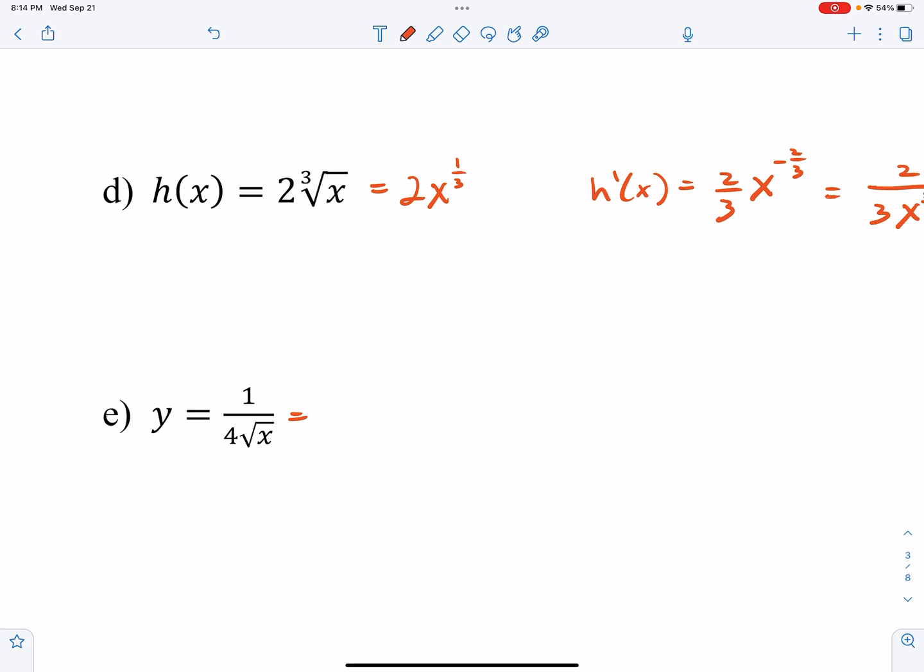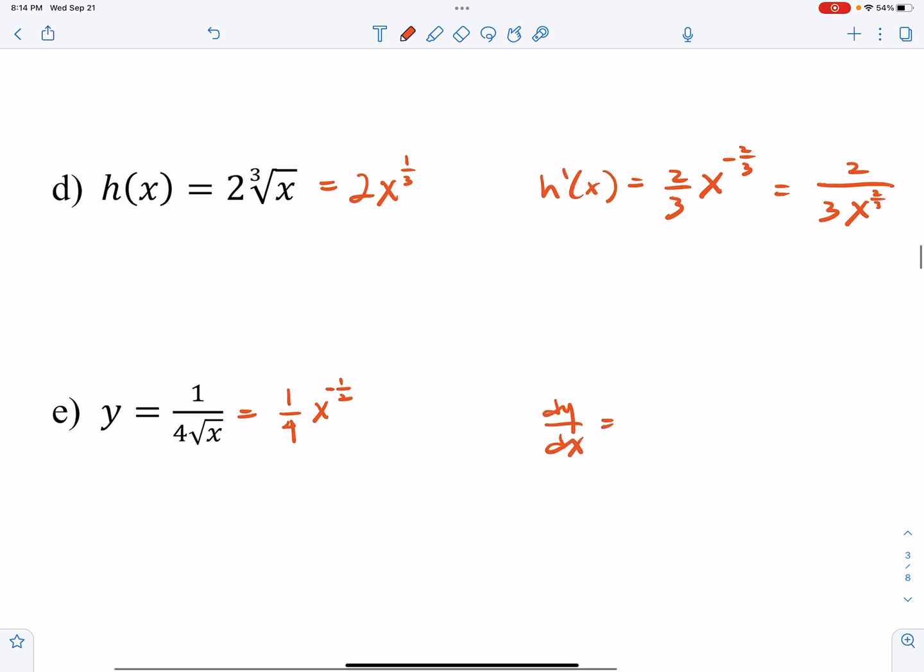Okay, in order to rewrite the function in E so that we can think about using power rule, I'm going to think of 1/4 as being the coefficient, and then I'm going to think of the square root as to the 1/2 power, and then bring to the numerator so that it's x to the negative 1/2 power, just so that we can think about applying power rule.